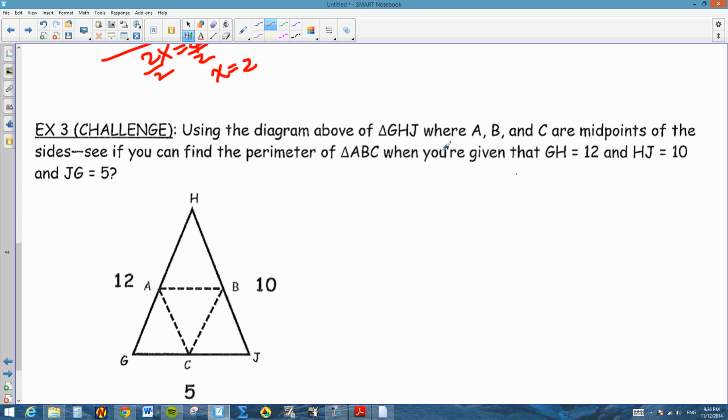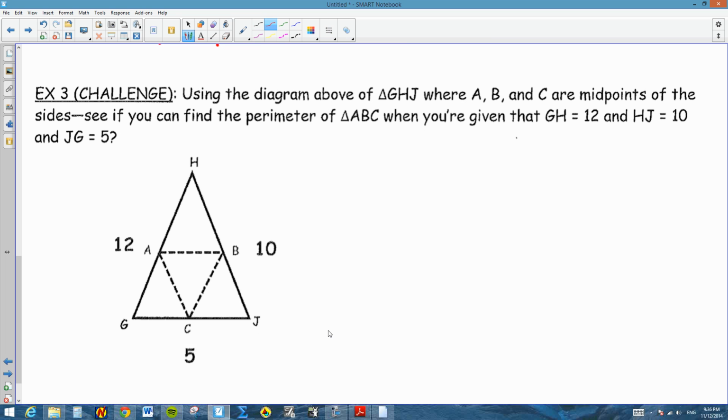You are given GH, the whole thing, GH is from here to here, is 12. And HJ from here to here is 10. And from here to here is 5. The whole thing is that. Use the diagram above and the midpoints of the sides to see if you can find the perimeter of that.